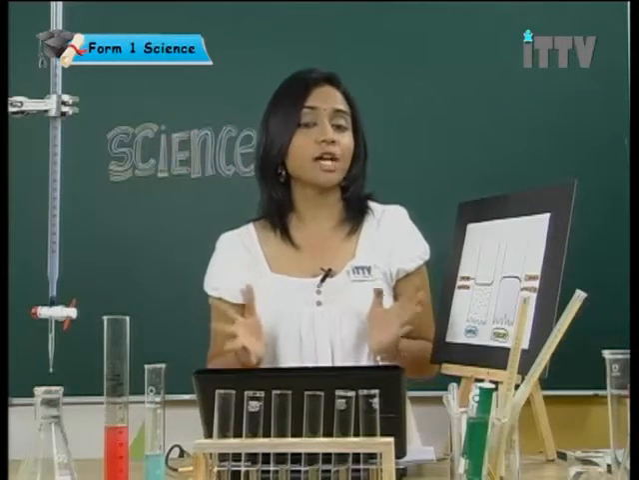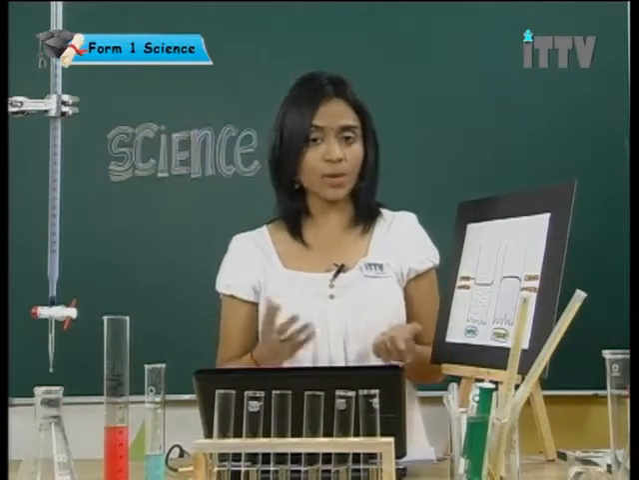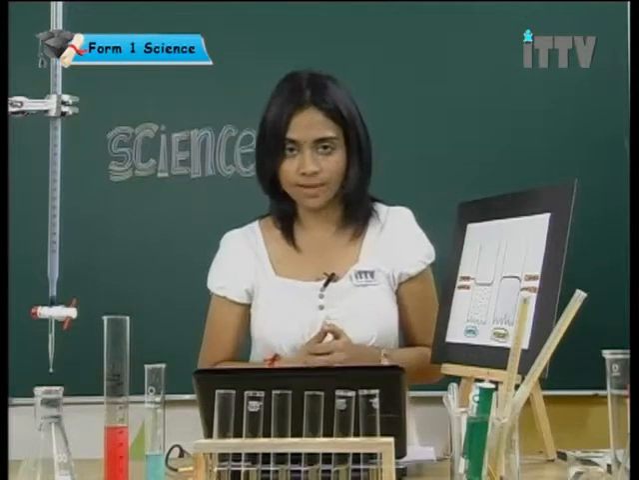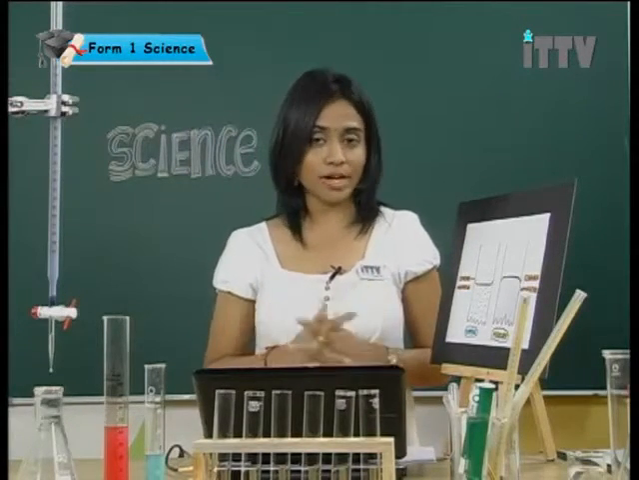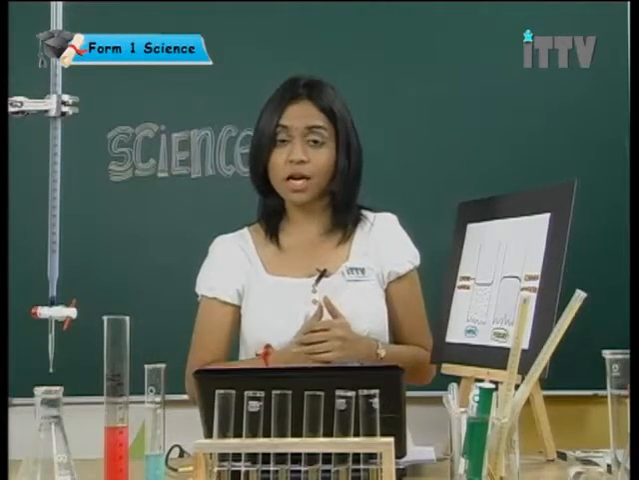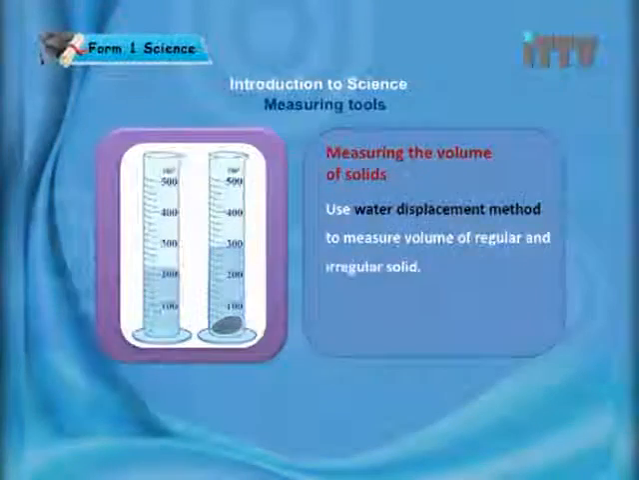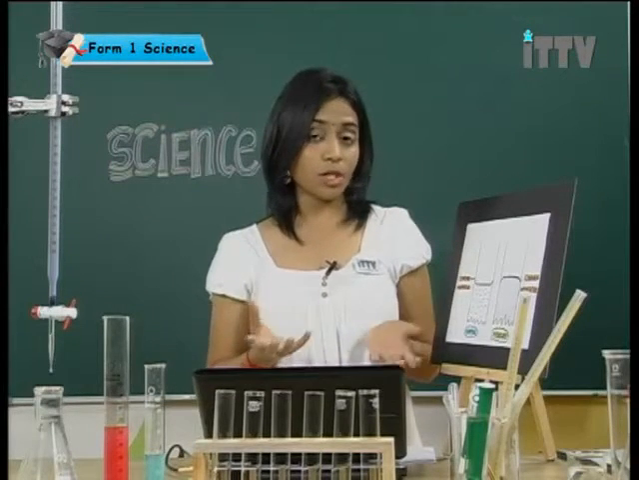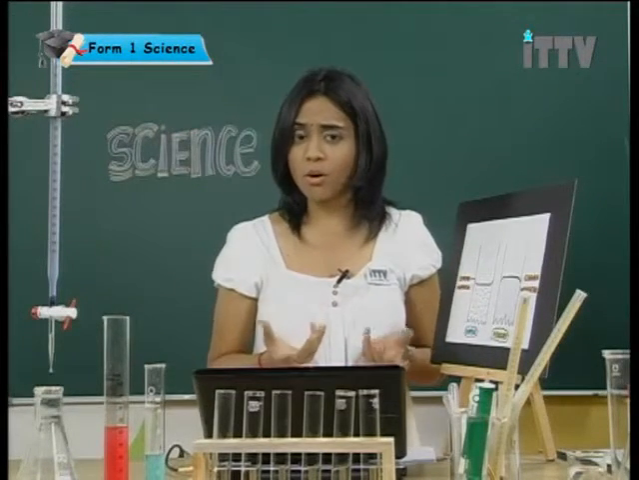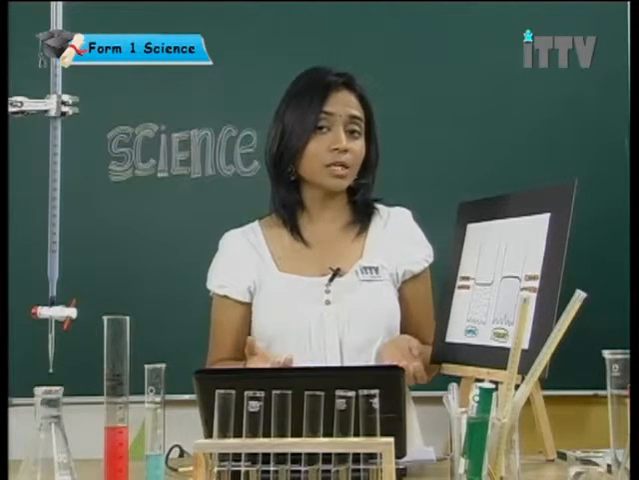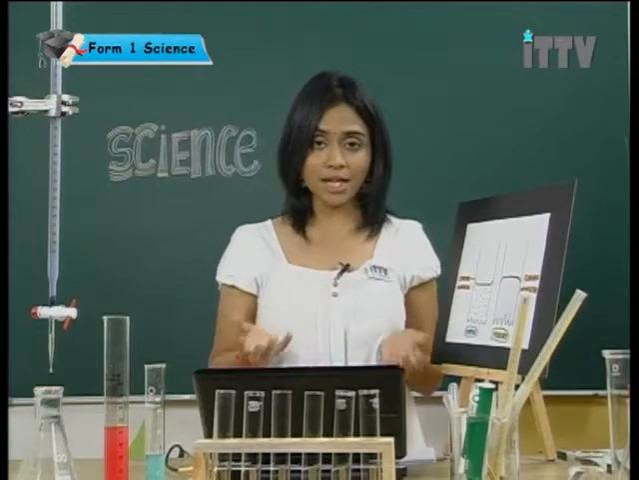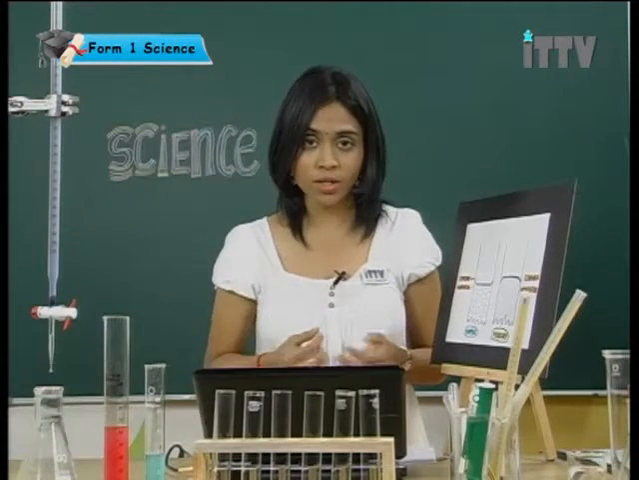Now how do you measure the volume of solids? Earlier we have learned about measuring the volume of liquids. Let's see what is so great about solids and the way of measuring the volume of solid. Use the water displacement method to measure volume of regular and irregular solid. So what is actually a regular and irregular solid? It's just the shape of it. A cube and a cuboid, for example a sugar cube or a chocolate, for instance, is regular. Something irregular is something like an irregular stone and so on.